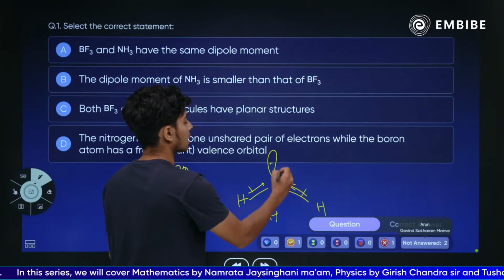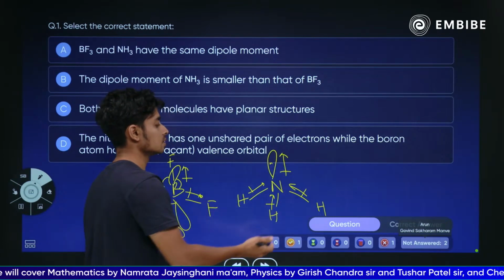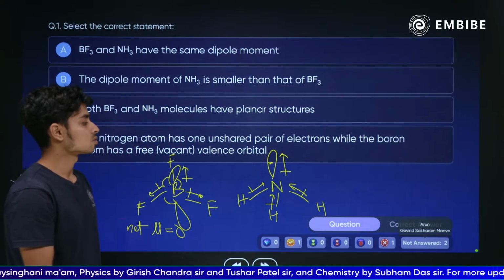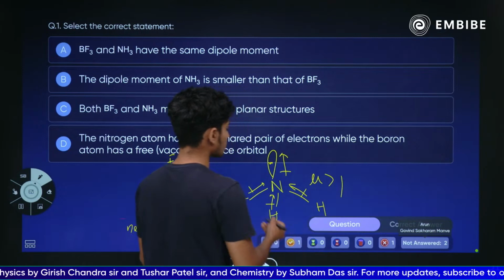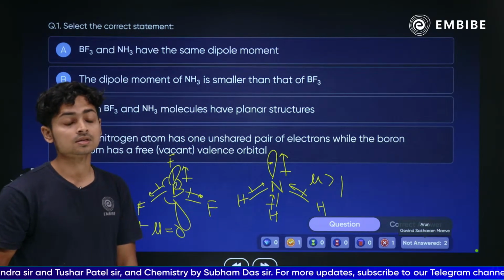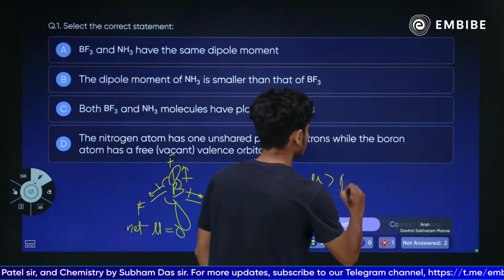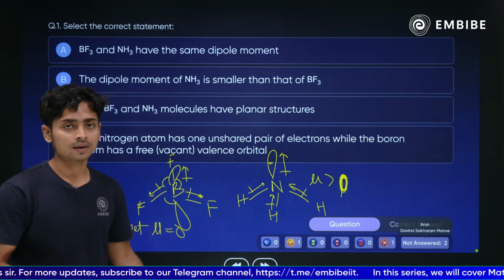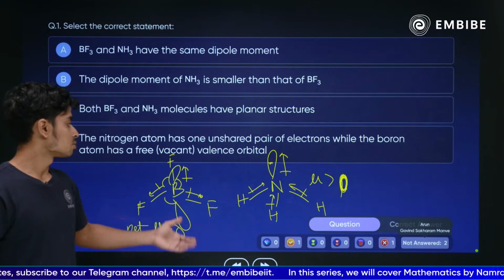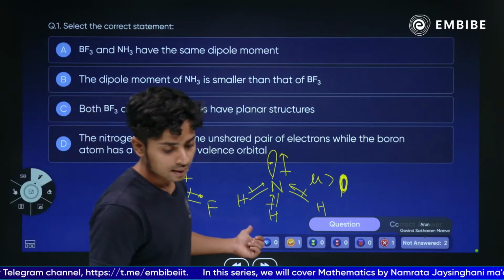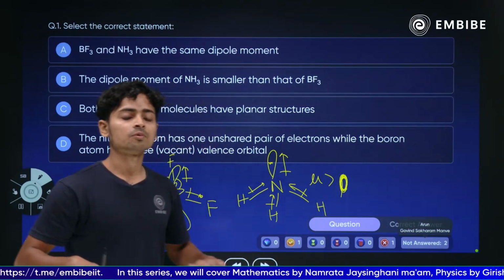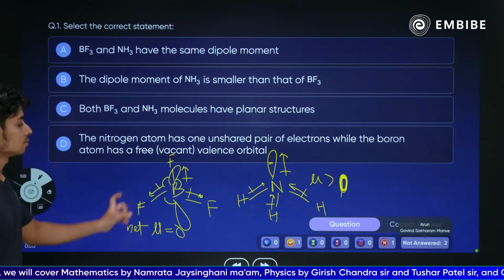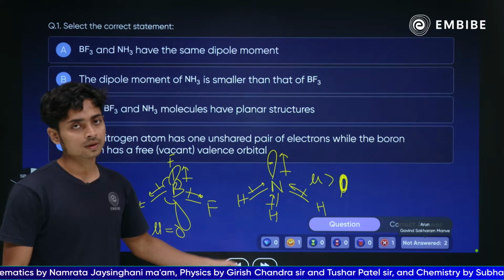Then there is one lone pair of electrons present in the case of ammonia, NH3. If you resolve the vectors, in this case you will get a net dipole moment greater than 0. The exact value I am not calculating, but it is a positive number. Since BF3 has mu equal to 0 and NH3 has mu greater than 0, obviously the dipole moment of NH3 is greater than that of BF3. BF3 has a vacant orbital, NH3 has a lone pair of electrons.